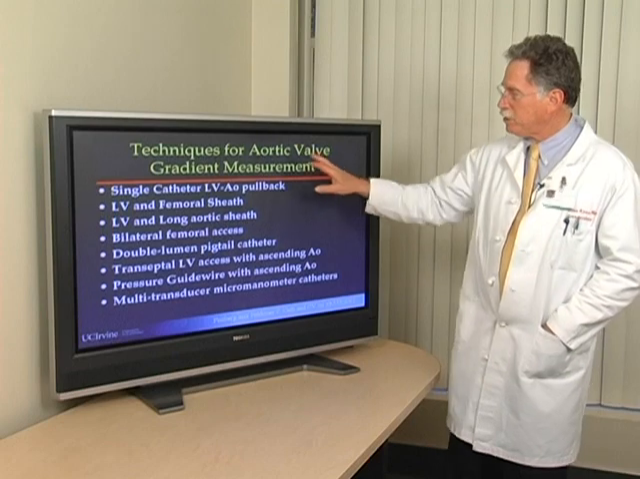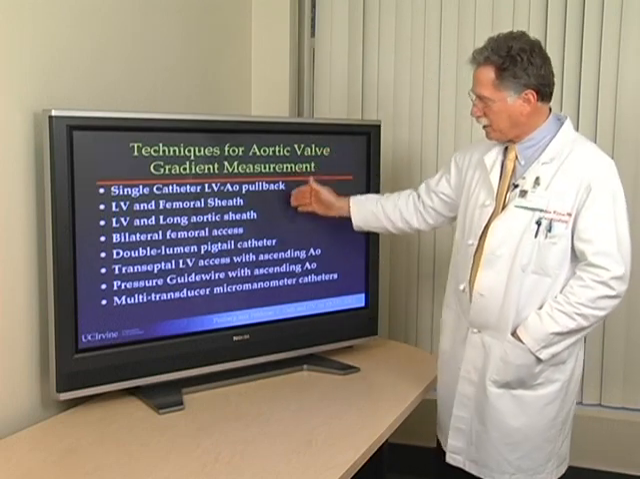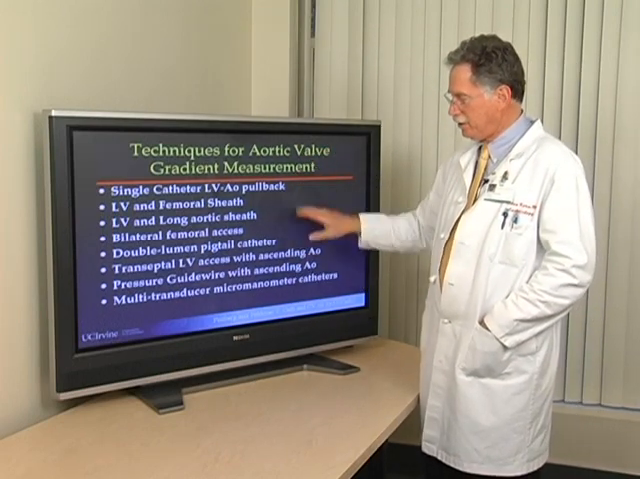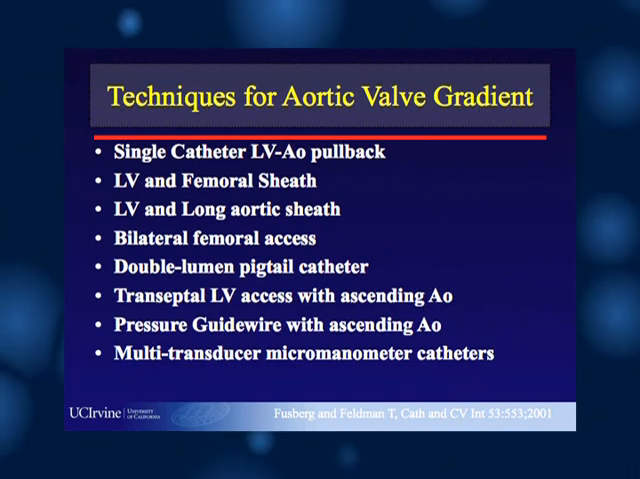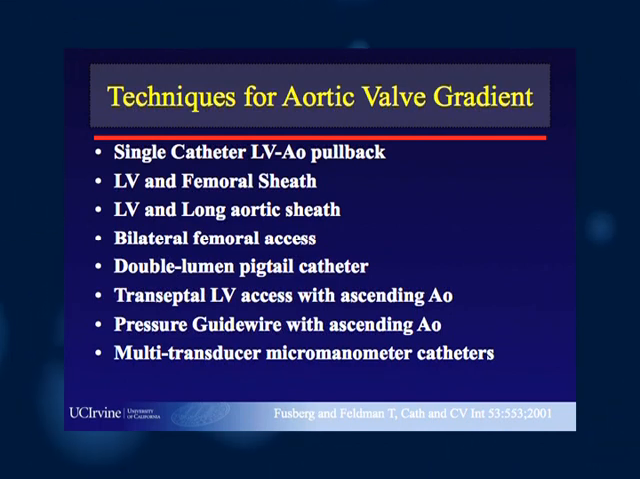Now, if we're going to measure gradients across aortic valves, these are the techniques that we use from least accurate to most accurate. Single catheter LV aortic pullback, I just showed you. Left ventricular femoral artery sheath, common, not as accurate as a long sheath in the central aortic position, not as accurate as two pressure measurements using both femoral arteries, or a double lumen pigtail, or a transseptal approach, or even a guide wire pressure sensor in the ascending aorta with a catheter. And of course, if we had a multi-transducer micromanometer catheter, that would probably be our best measuring technique.